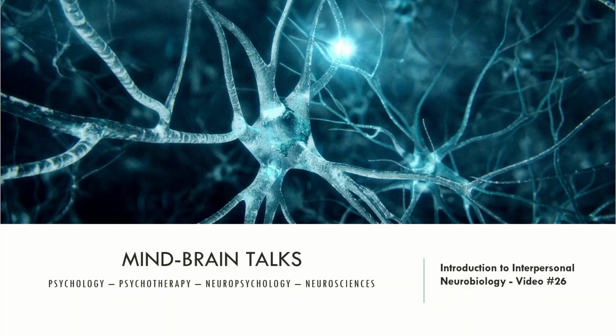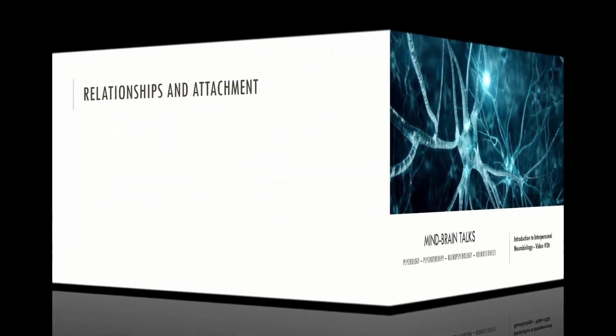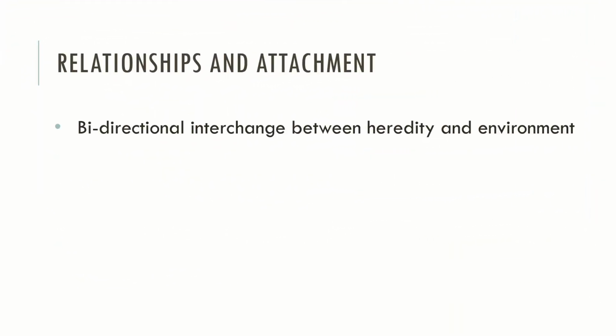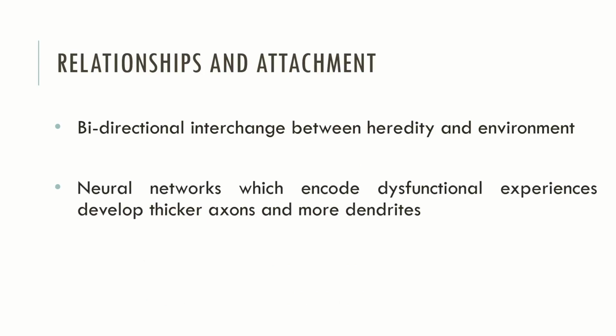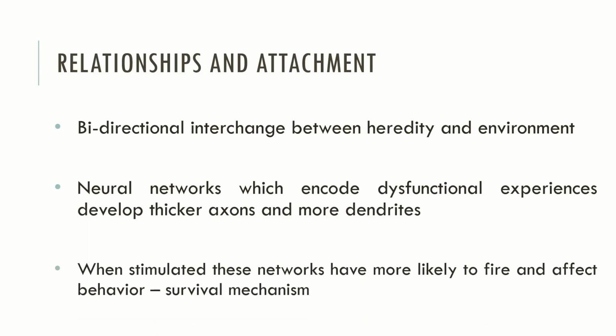And now, let's look at how interpersonal neurobiology looks at attachment and interpersonal relationships. Interpersonal neurobiology is focused on how relations and attachment relate to mind and brain functioning. So, there is a bidirectional interchange between heritability and environment. Neural networks, which encode dysfunctional experiences, may develop thicker axons and more dendrites. And when stimulated, these networks are more likely to fire and affect behavior, because these systems may be related to a survival mechanism.